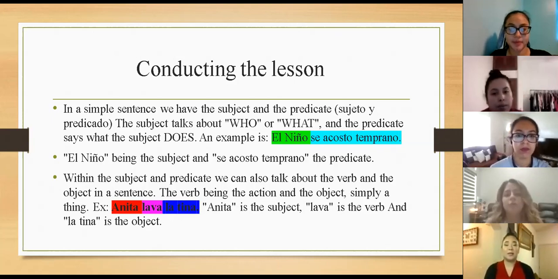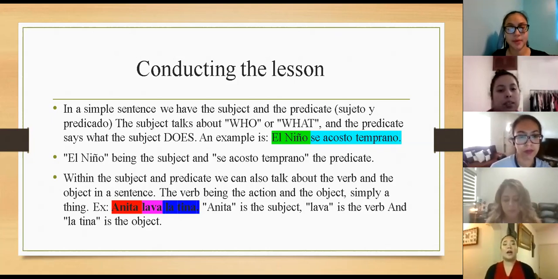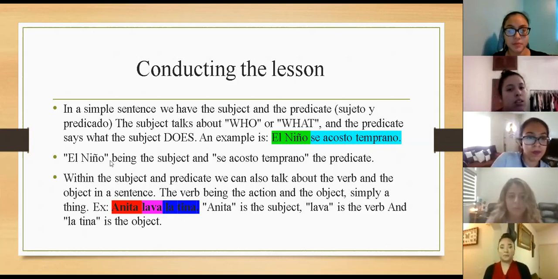Within the subject and predicate, we can also talk about the verb, el verbo, and the object, objeto, in a sentence. The verb being the action and the object simply a thing. Example, Anita lava la tina. Anita is the subject, el sujeto, and lava is the verb, which is wash, and la tina is the object, the bathtub.